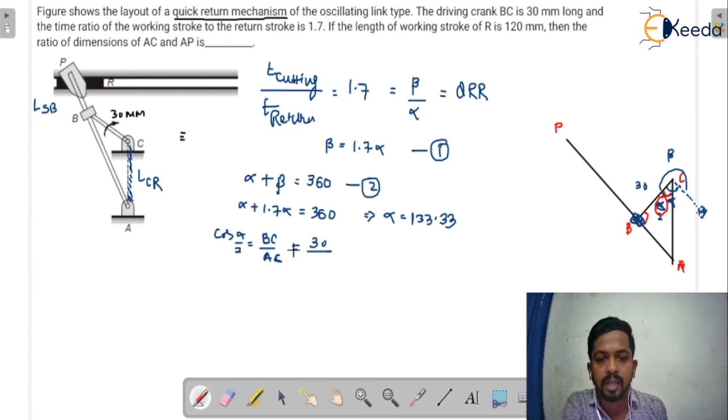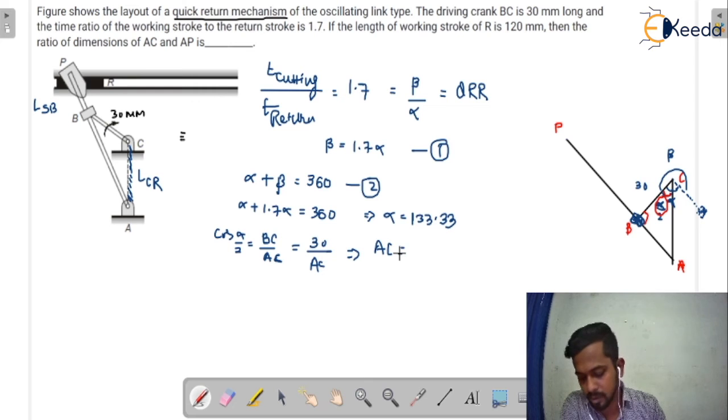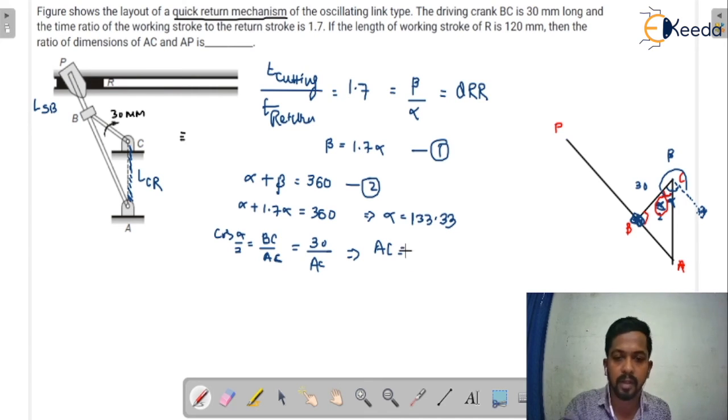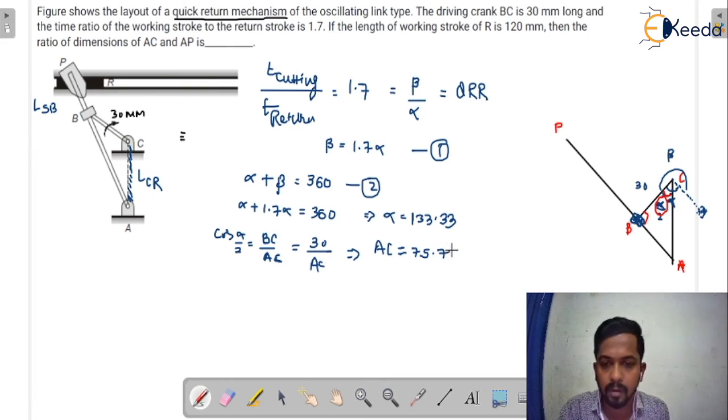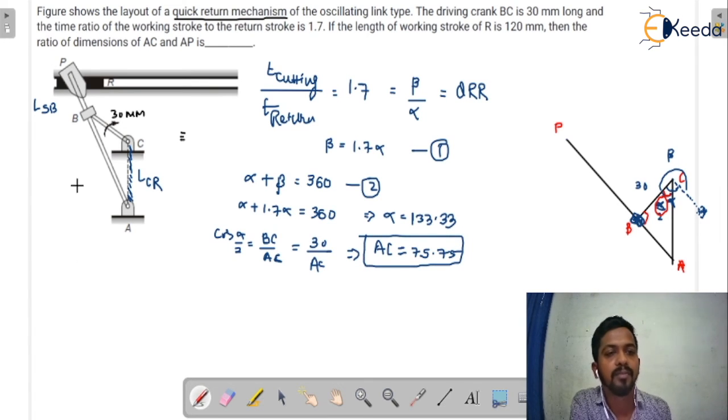So here I can get the value of AC. When you solve this you will get the value of AC, that means the length of the connecting rod, that is 75.75. Now AC we have got. Next we have to find out the value of AP, that means the length of the slotted bar.